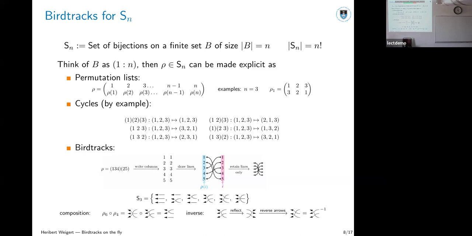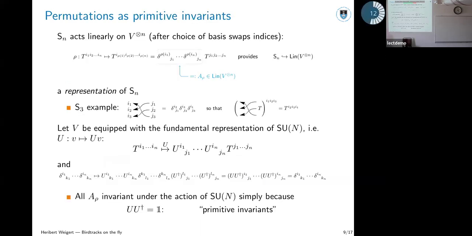Inverses are also easily obtained. All you do is you reflect your diagram, and then you reverse the direction of the arrows, and you have the inverse. It's pretty obvious why this should be the inverse, because you're just following the arrows backwards from the other side. It's clear that this should be the inverse, and that's pretty easy to check in examples if you want a little more convincing.